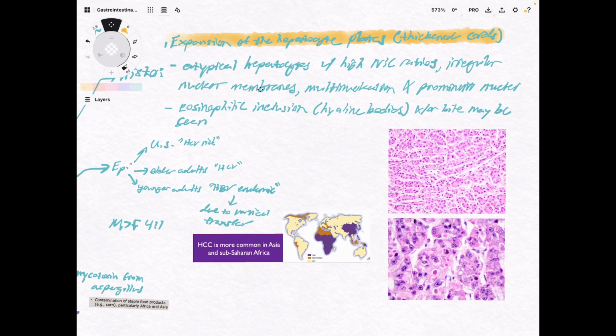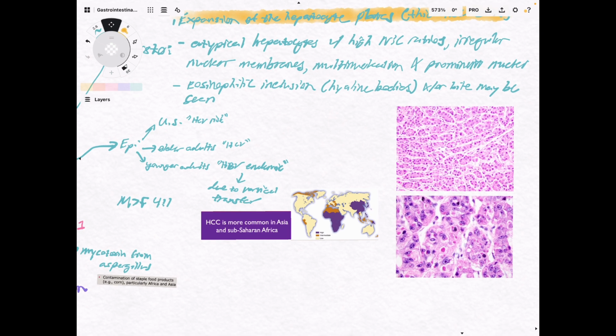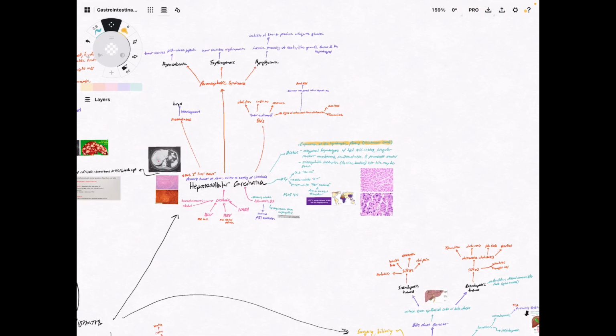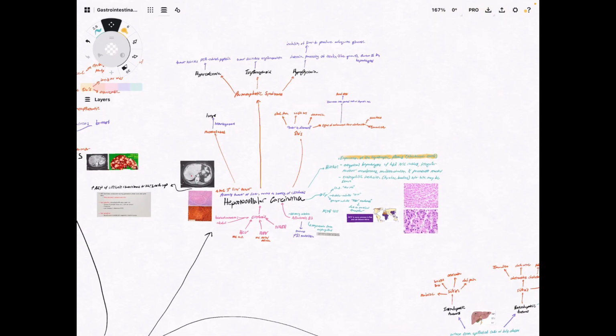Could be wrong though. And then in the US, of course, we mentioned the HCV risk. Older adults, Hep C risk. Younger adults, it's going to be more Hep B risk. Remember how you get Hep B? It's more due to sex or drugs or vertical transfer. Males are more commonly affected by hepatocellular carcinoma.